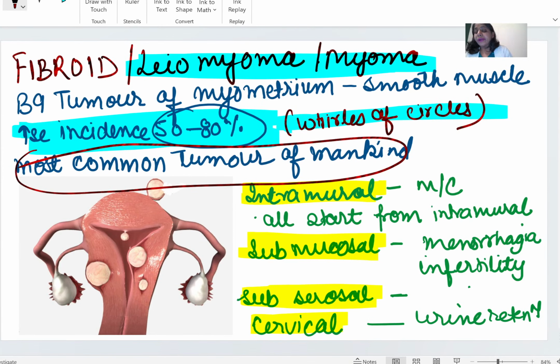Okay, so there are three types of fibroid. Out of all these, this one is intramural. They will give you a picture in which you have to identify it. This one is intramural, and this one is submucosal, which is in the endometrial cavity. This one is intramural, which is inside the myometrium, and which is outside, toward the serosa, it is subserosal.